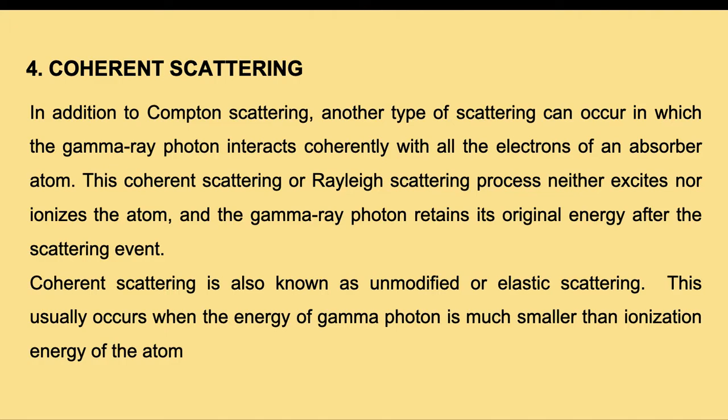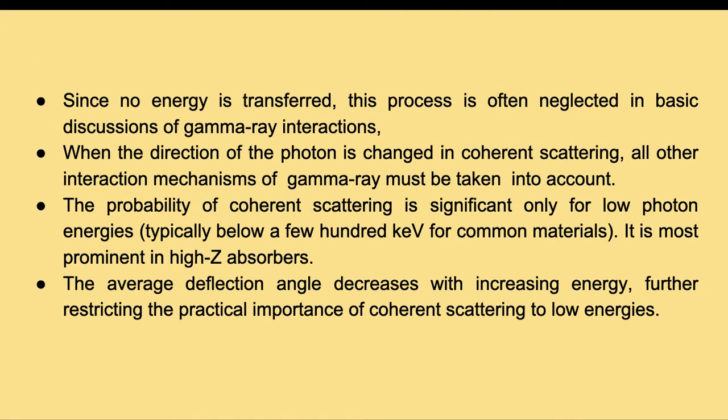Coherent scattering is also known as unmodified or elastic scattering. This usually occurs when the energy of the gamma photon is much smaller than the ionization energy of the atom. And since no energy is transferred, this process is often neglected in basic discussions of gamma ray interactions. And when the direction of the photon is changed in coherent scattering, all other interaction mechanisms of gamma rays must be taken into account.